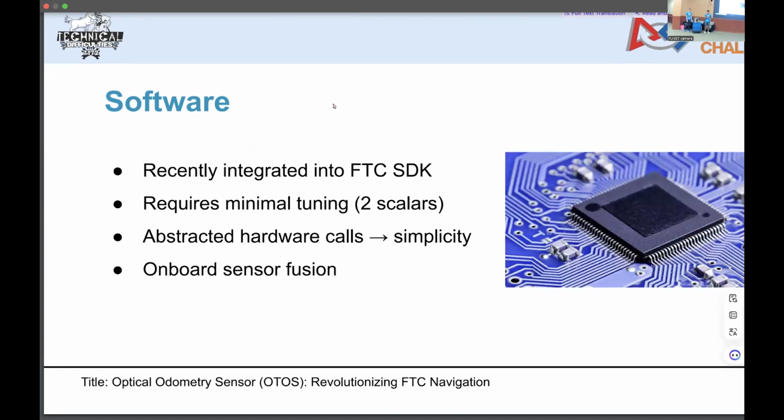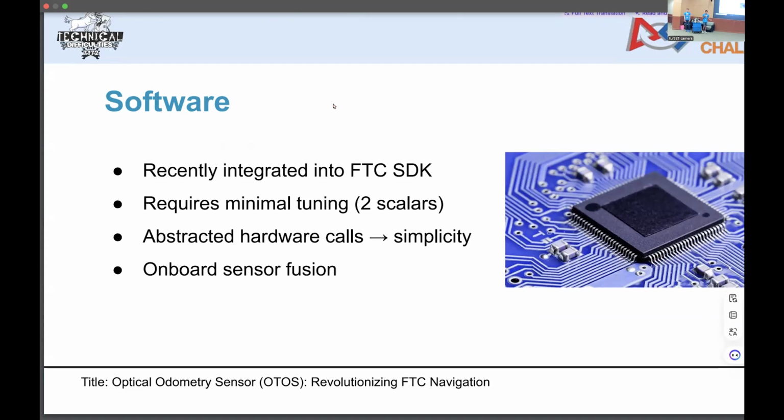Software-wise, it's also really simple to use. It was recently integrated into the FTC SDK in the new update, meaning that you can just use a simple function call and all the hardware is abstracted into the SDK itself. So it requires only minimal tuning. It's 2 scalars, one for the linear motion and one for rotational motion. That means you can have a fully functioning odometry system in less than 5 minutes of tuning. There are abstracted hardware calls, which we'll talk about in the next slide, but just one function call can give you the position, or the pose, of the robot at any time. So you can call it every loop, and it doesn't negatively affect loop times.